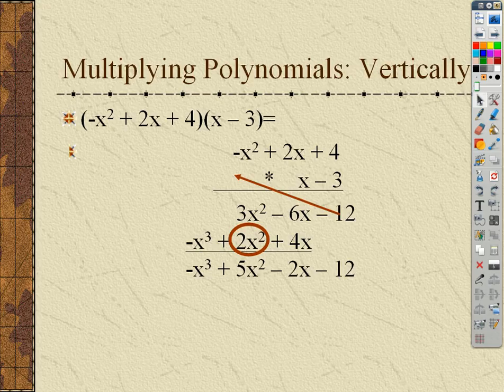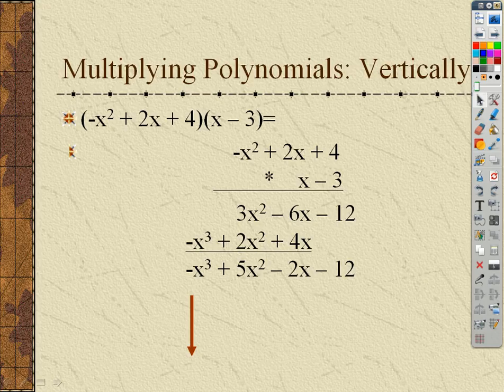Now the x's. If I multiply the x through, x times 4 is 4x, so that has to line up in the x column, right? x times 2x is 2x squared, so it lines up in the x squared column. And x times negative x squared is negative x cubed, so that gets its own x cubed column. And then when we add up vertically, you get a negative 12, negative 2x, positive 5x squared, and negative x cubed, and we're done. Okay, no biggie, right?